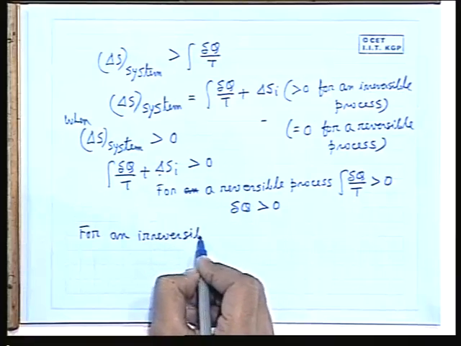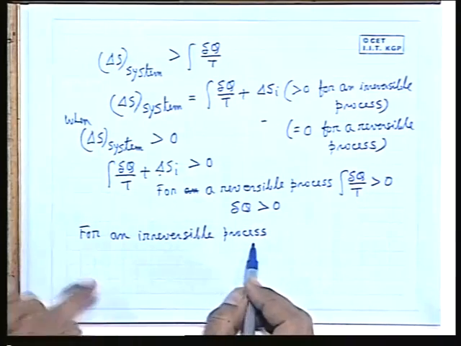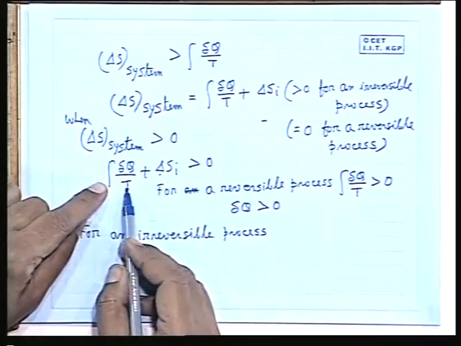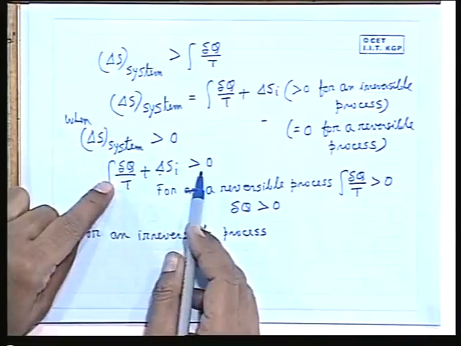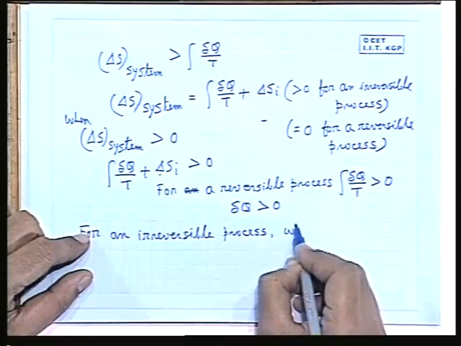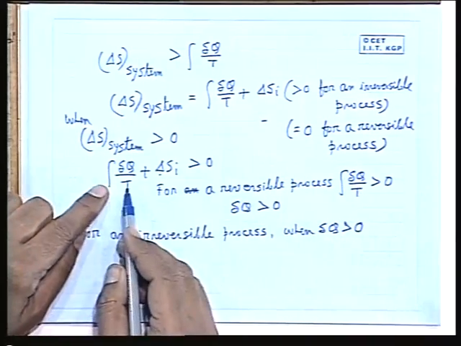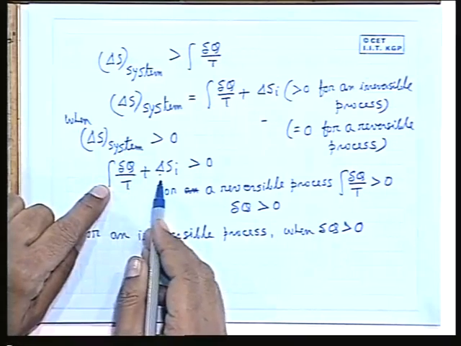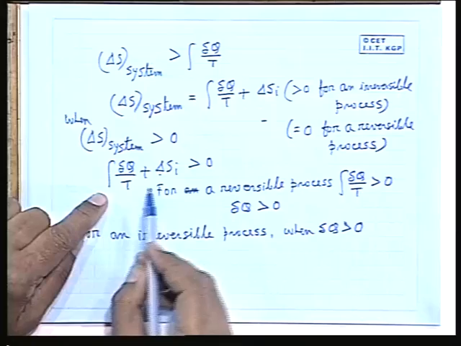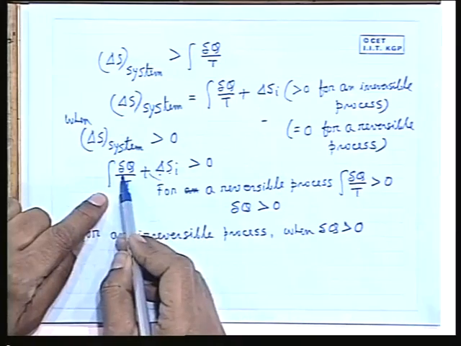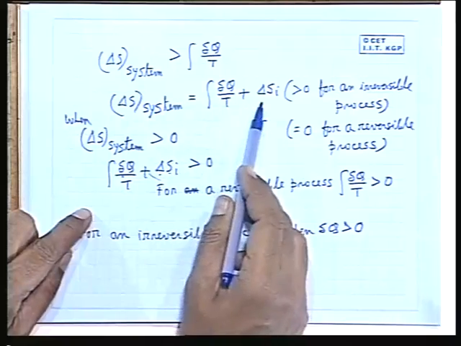a very important concept, usually you may not get it in all books. For an irreversible process, if delta Q is greater than 0, that means heat is added, obviously delta S is greater than 0. Try to understand this: if you add heat to a process in an irreversible manner, and there are also internal irreversibilities, then obviously this is greater than 0 and this is greater than 0. So delta S system has to be greater than 0, because delta S system is this.